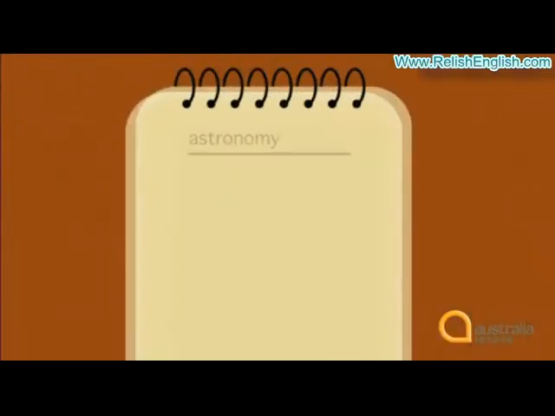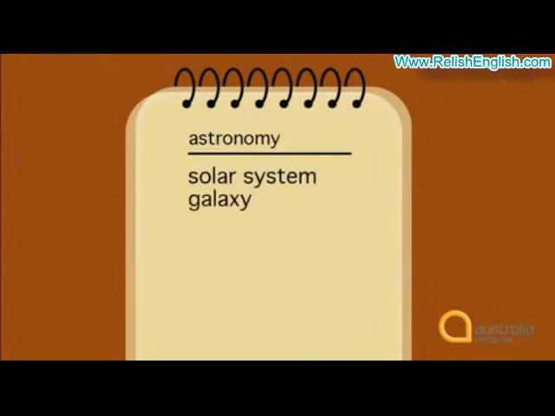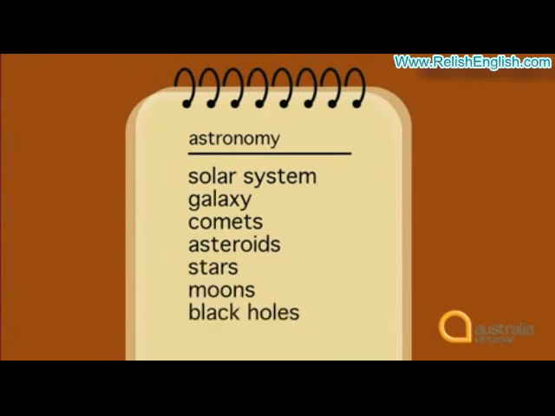He talks about Martians. We form the word Martians from the noun Mars. Martians are creatures from the planet Mars. We can extend our vocabulary about astronomy by looking outside our solar system to our galaxy, the Milky Way. We can also include words like comets, asteroids, stars, moons, black holes.